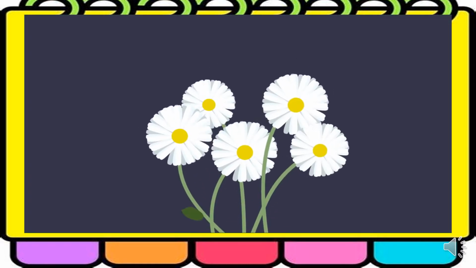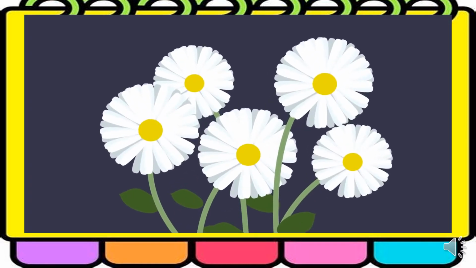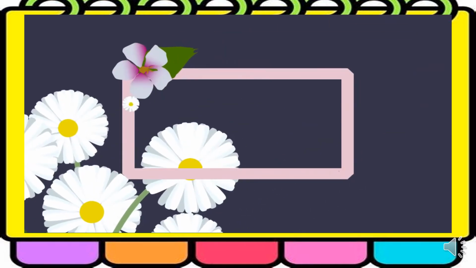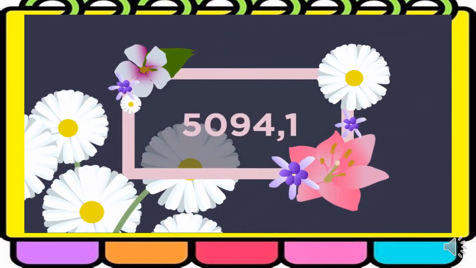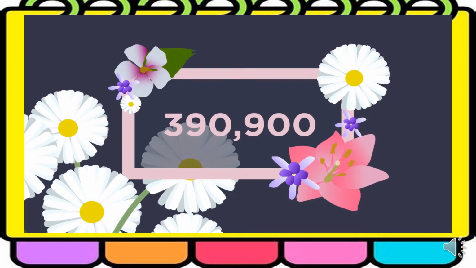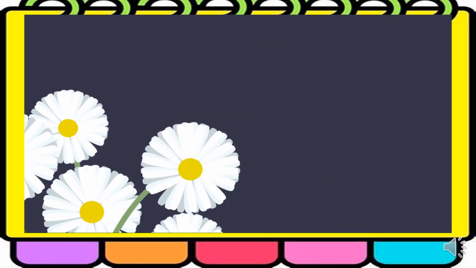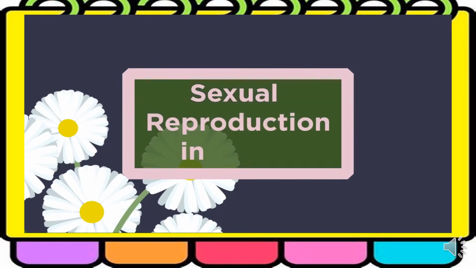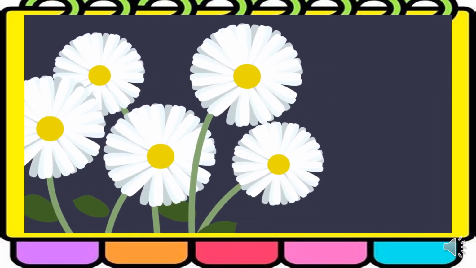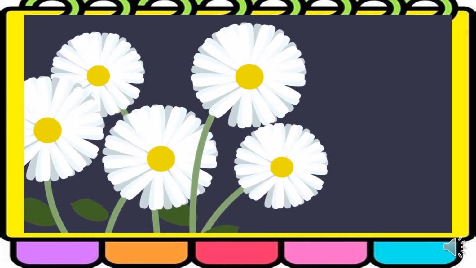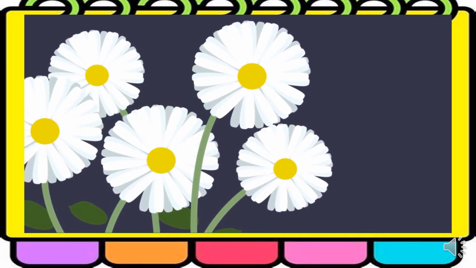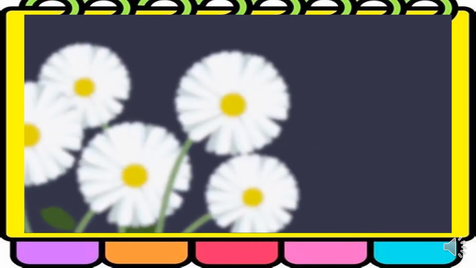In this video, we will be looking at sexual reproduction in plants. Did you know that there are an estimated 390,900 plant species known to science? This diversity of plant species is in part due to sexual reproduction. In plants, sexual reproduction is carried out in the flowers. The flowers contain the sexual organs. Let's start with labeling the different parts of a flower.